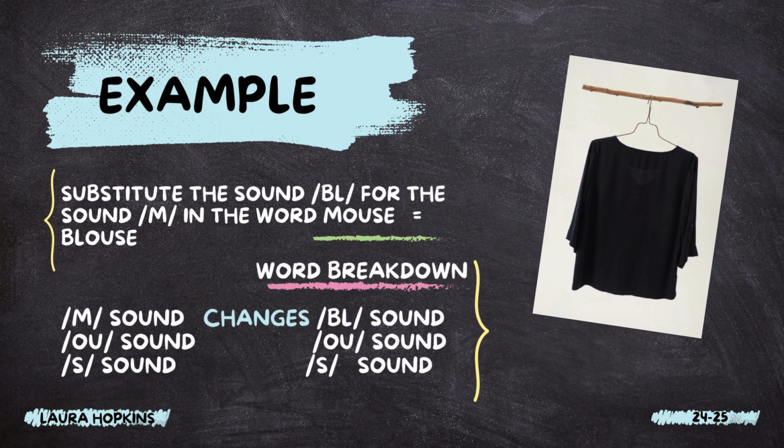The last example is when a student sees the word mouse. He or she should be able to substitute the M sound for the BL sound to make the new word blouse. As the student continues to add and subtract letters or sounds out of a word, he or she could create the new words such as house or louse.